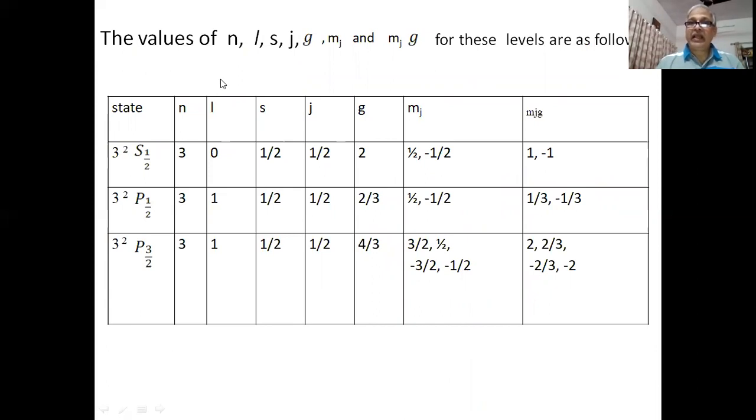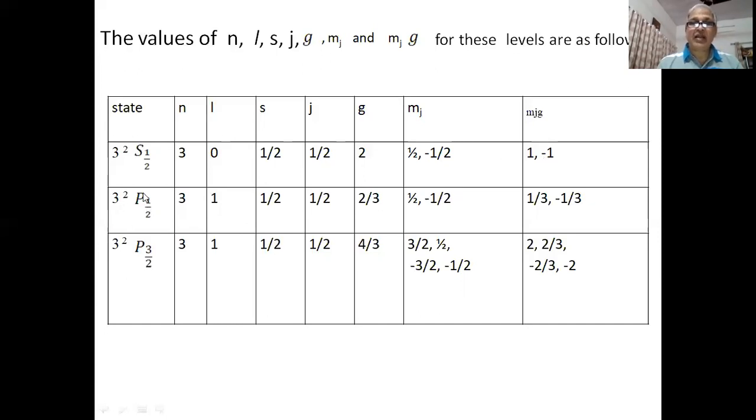The values of n, L, S, J, g, Mj and Mj times g for these levels are summarized as follows. For state 2S 1/2, n equals 3, L equals 0, S equals half, and J is half. We earlier calculated g equal to 2 for this term, and Mj equals half and minus 1/2. When we multiply g and Mj we get 1 and minus 1.